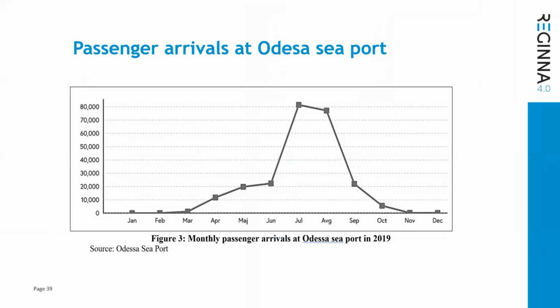Again, reasonable data for passenger arrivals from the cruise boats. And again, very obvious data. They start coming in spring, they peak in the summer, and there's nothing in the winter.